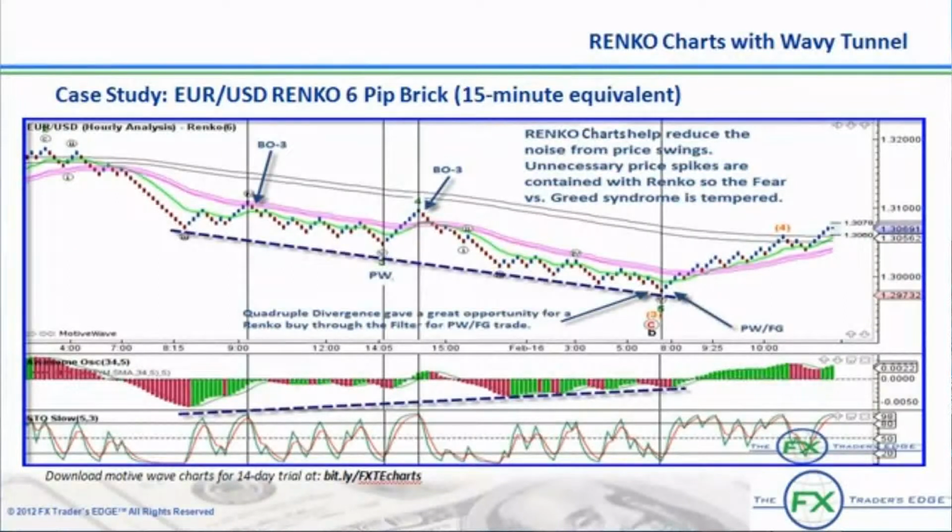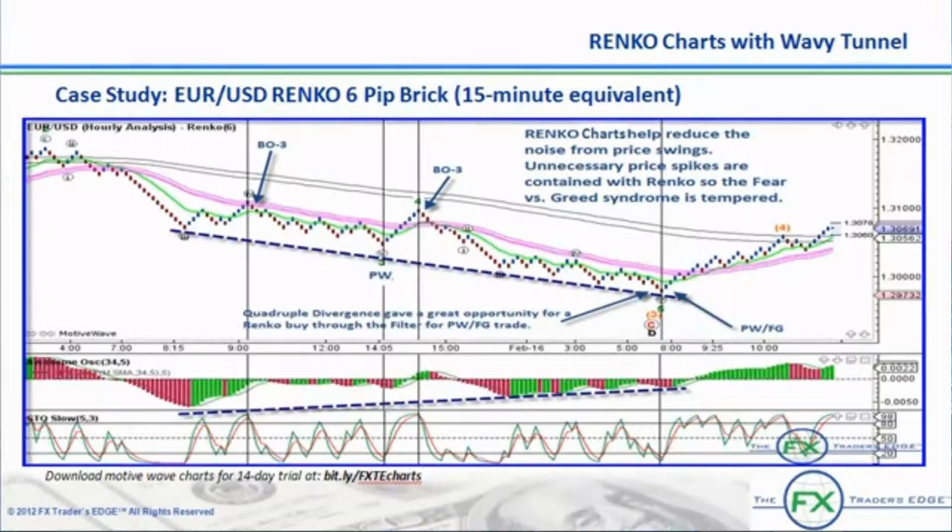Renko charts help reduce the noise from price swings. Unnecessary price spikes are contained with Renko, so the fear versus greed syndrome is tempered. Let's look at the wavy tunnel trades now. Notice the vertical lines on the charts at the breakout 3 and PW points. Now look at how the trades line up with the stochastic and the awesome oscillator underneath the chart.